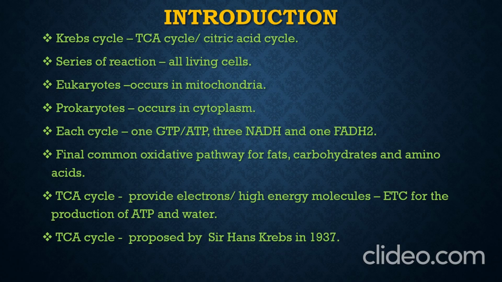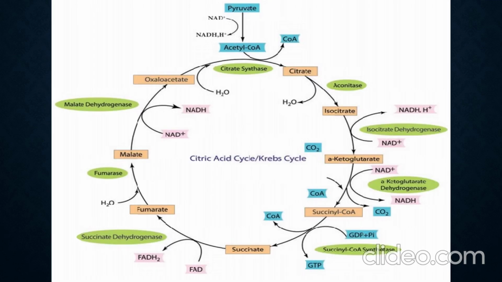Now we'll see the various steps involved in TCA cycle, the preparatory step which begins with pyruvate. Pyruvate cannot enter the Krebs cycle directly. In a preparatory step, it must lose one molecule of carbon dioxide and become a 2-carbon compound. This process is called decarboxylation. The 2-carbon compound called acetyl group attaches to the coenzyme A through a high energy bond. The resulting complex is known as acetyl coenzyme A or acetyl-CoA.